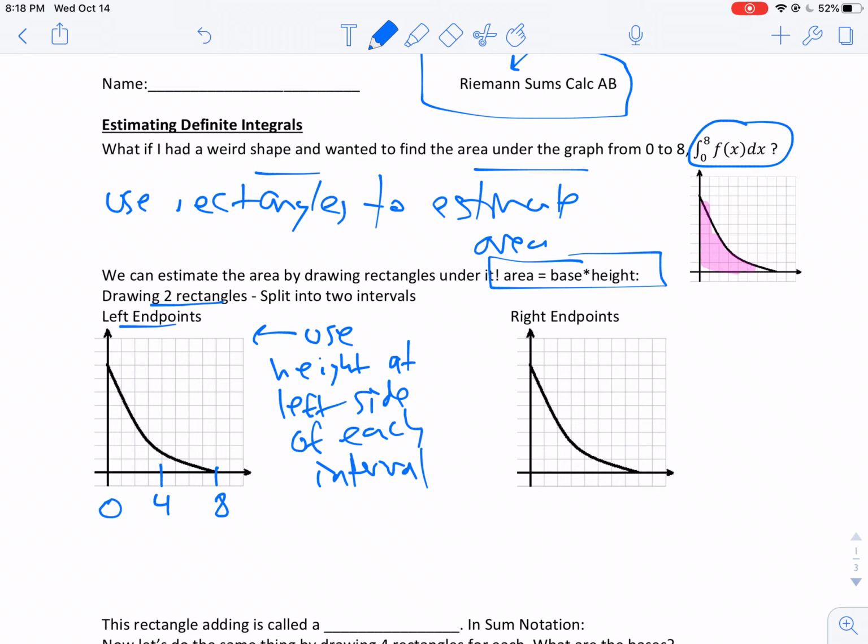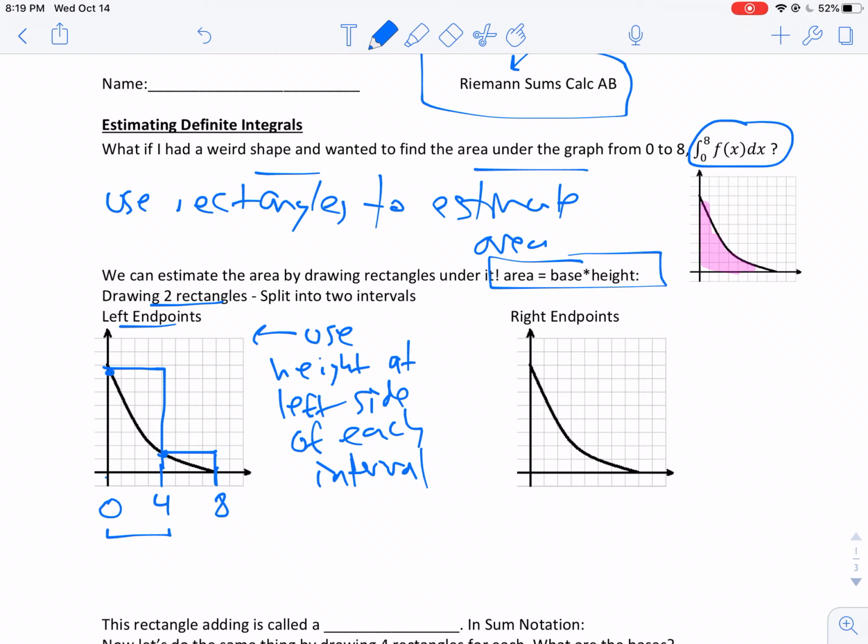So from 0 to 4, that's my first interval. I'm going to use the height of the left side, so I'm going to go up to the function at 0 and go straight across like that. Okay, so that's my rectangle from 0 to 4. And then from 4 to 8, I'm going to use the height at 4 because that's the left side here, and then make a rectangle like that.